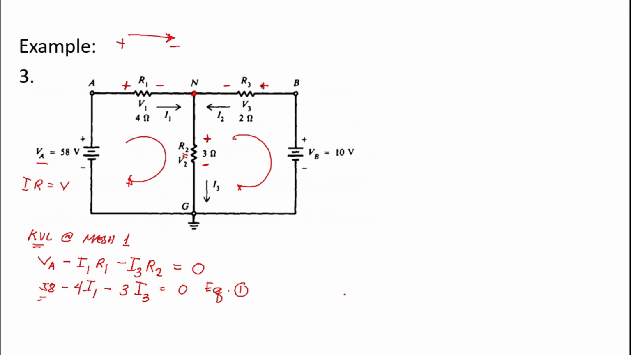Next, for the mesh 2 naman, dito tayo sa kabila, para makuha natin yung iba pang equation. For mesh 2, pwede kang magsimula sa R2, sa R3, o kaya naman sa voltage B. In clockwise direction, ang basa kasi clockwise direction ka dito. So, KVL at mesh 2. Okay? Dito tayo magsimula sa voltage B.